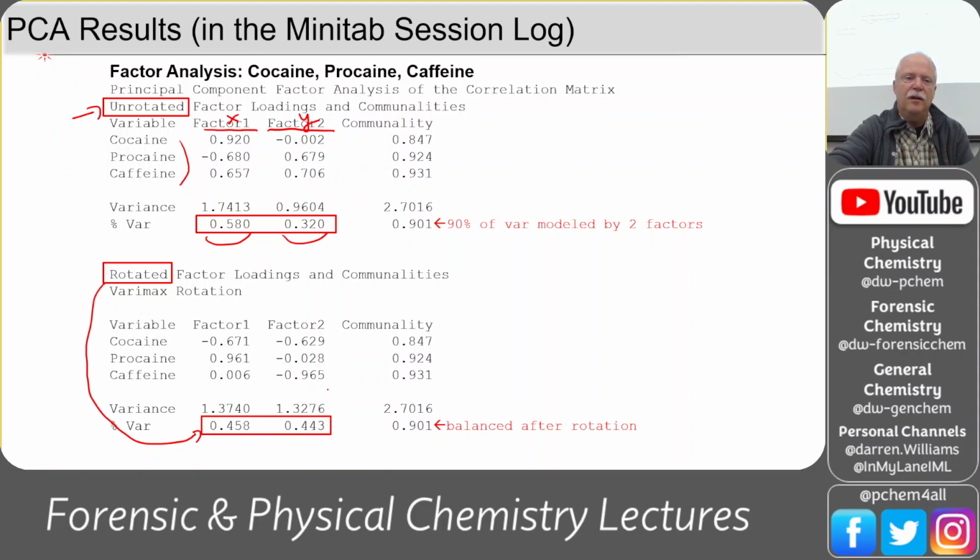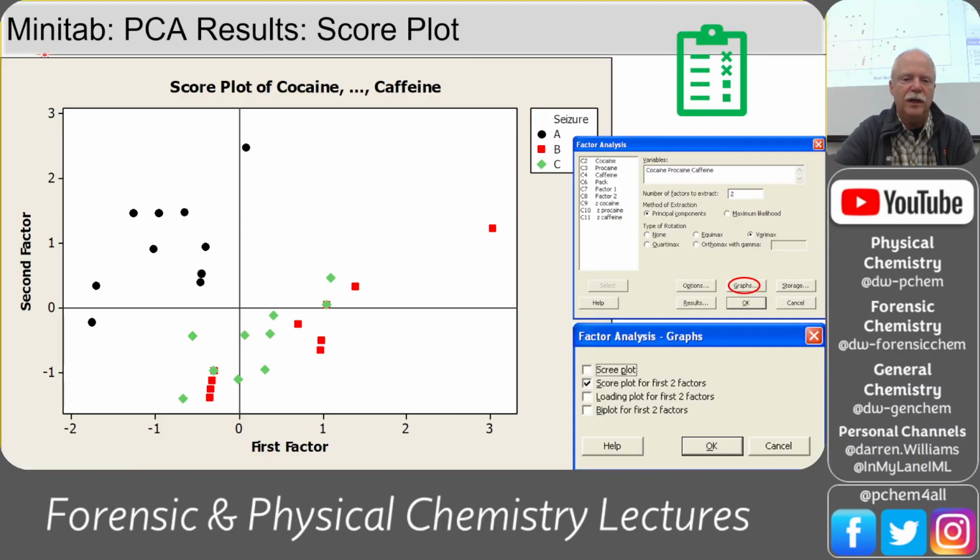So these are 2 options for the principal component analysis. This is capturing 90% of the scatter of the data. So that's like an R squared value, 0.9. That's pretty good. And so here's the plot that we get.